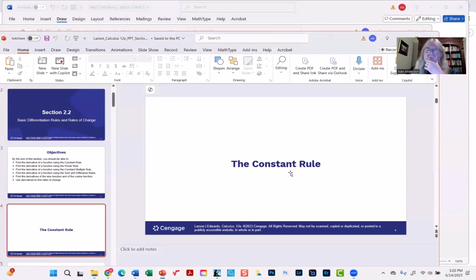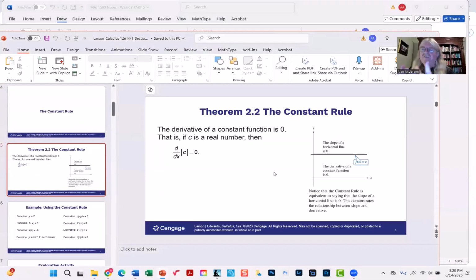So we'll start with the constant rule. Now, keep in mind the derivative is ultimately a slope, which means it's a rate of change. So that means that the derivative of a constant is 0, right? In other words, the c never changes. So any constant will automatically have a derivative of 0. So we don't have to worry about that anymore.